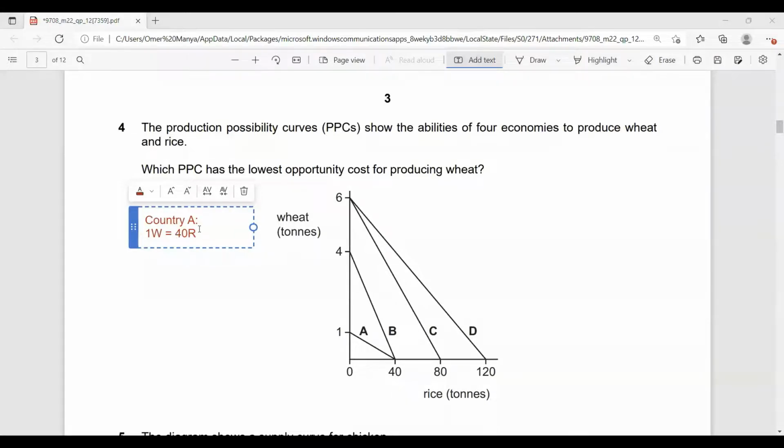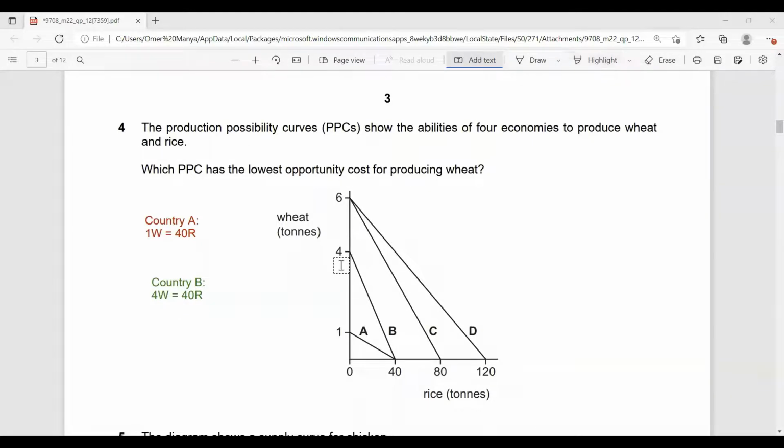For instance, country A has a choice. Either they can produce 1 ton of wheat or they can produce 40 tons of rice. What this means is if they choose to produce 1 ton of wheat, what they have to give up is 40 units of rice, which means the opportunity cost of 1 wheat is 40 rice.